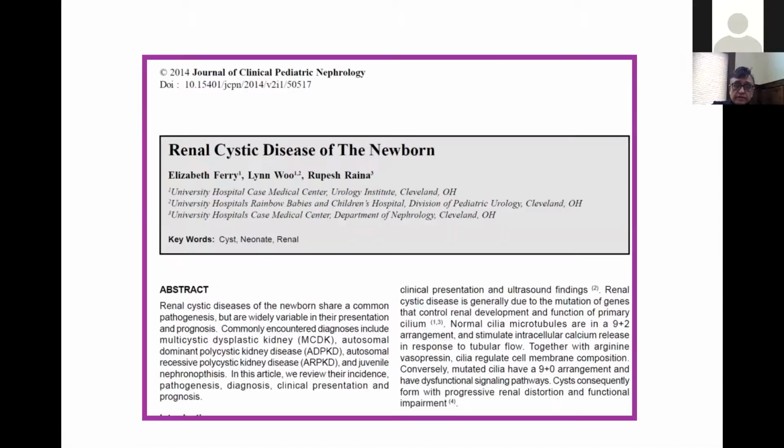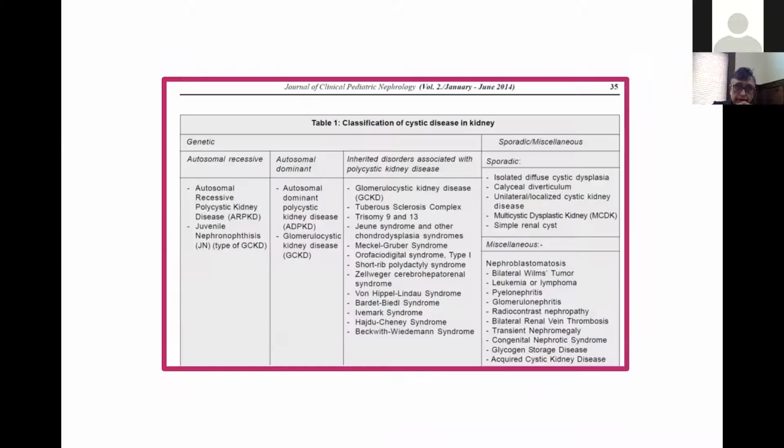Then we have this, which was published in the Journal of Clinical Nephrology. What I prefer is to do it on the basis of autosomal recessive versus autosomal dominant. Is it sporadic? Is it a miscellaneous cause? Is it an inherited disorder associated with polycystic kidney disease? And that's the way I classify it, because it helps me in genetic counseling to label these kinds of cystic diseases into several categories rather than going into the gene locus and looking into it.